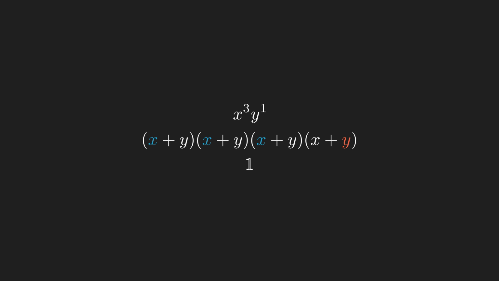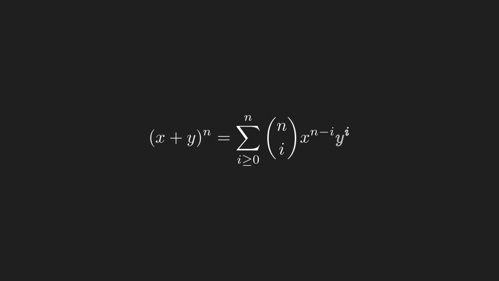We could select y last, or we could select it third, or second, or first. The 4 at the bottom is the coefficient that this term would have if we expanded the whole thing. So, the coefficients are simply the number of ways to create that term. If we add back the binomial coefficient into the summation, we end up with the binomial theorem.